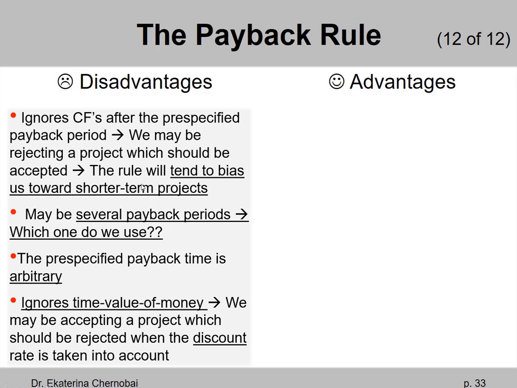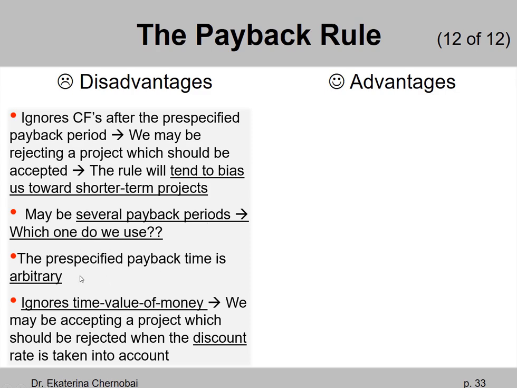We are always forced to accept a very short term project that pays back within our required payback period, and so that creates a problem that we may be rejecting a project which should instead be accepted. Then we also had our last example in which we saw how there may be several payback periods. Which one do we use? Because depending on which one you use, we would be either accepting or rejecting our project. Again, it becomes very unclear.